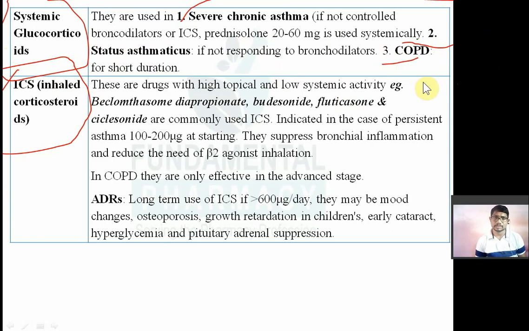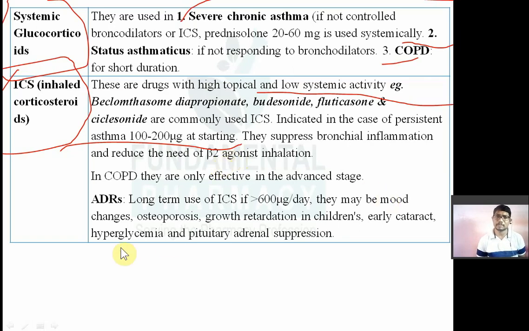These drugs have high topical and low systemic activity. Inhalation corticosteroids are more topically active, and their systemic absorption is low. For example, beclomethasone dipropionate, budesonide, fluticasone, and ciclesonide. These are commonly used inhalation corticosteroids (ICS). ICS means inhalation corticosteroids. Initially, they are used in a dose of 100 to 200 microgram at the start, and then you can increase the dose, but it should be less than 600 microgram per day.